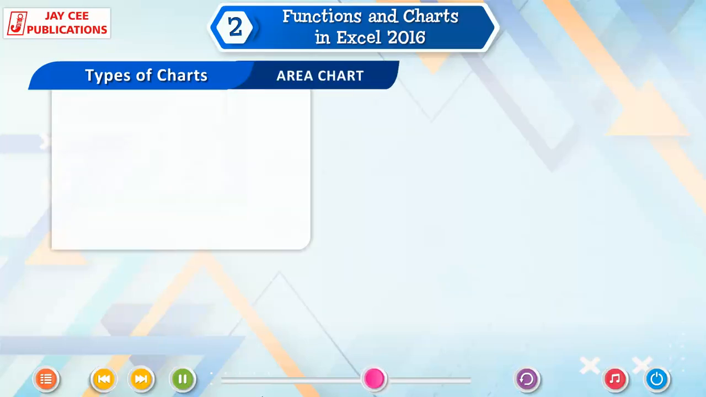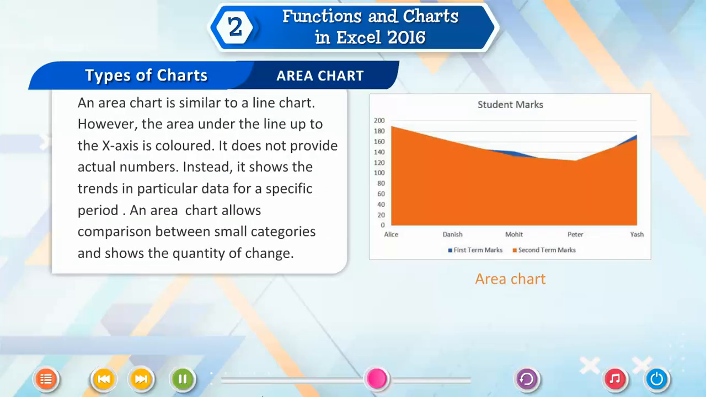Area chart. An area chart is similar to a line chart. However, the area under the line up to the x-axis is colored. It does not provide actual numbers. Instead, it shows the trends in particular data for a specific period. An area chart allows comparison between small categories and shows the quantity of change.